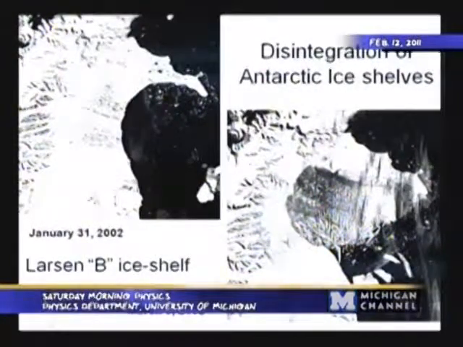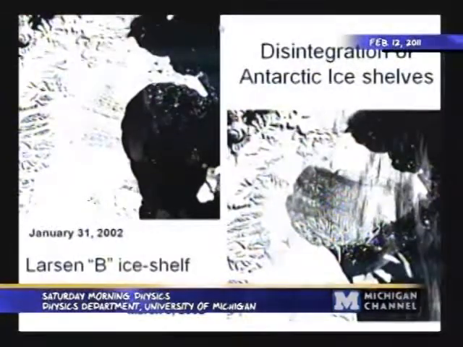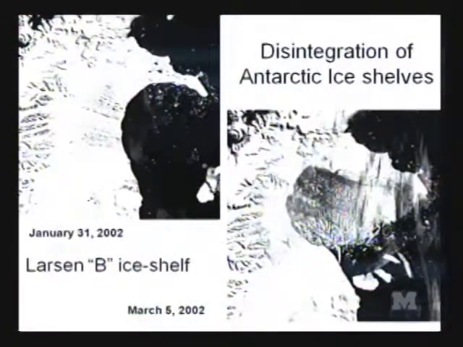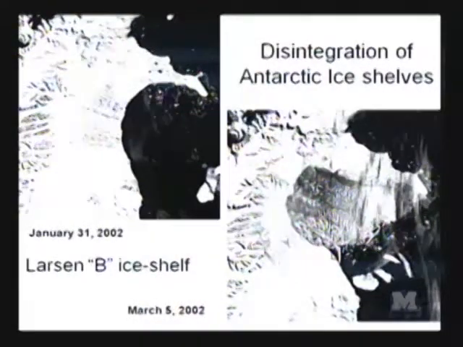Here's a satellite photo, so the distances here are probably around 200 kilometers in each direction. And the peninsula rock and mountains are shown here, and then this is the floating ice shelf over here. And in a period of just 5 weeks, a big chunk of ice about the size of the state of Rhode Island broke away and is being washed out to sea.